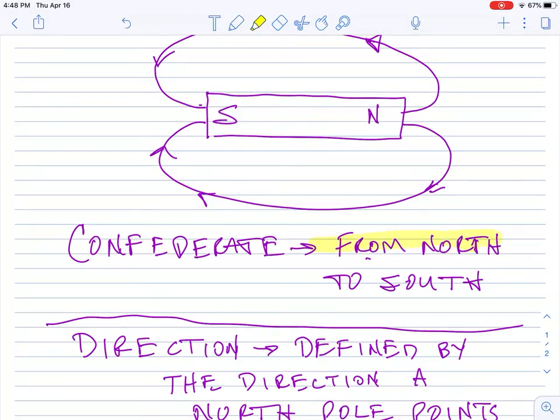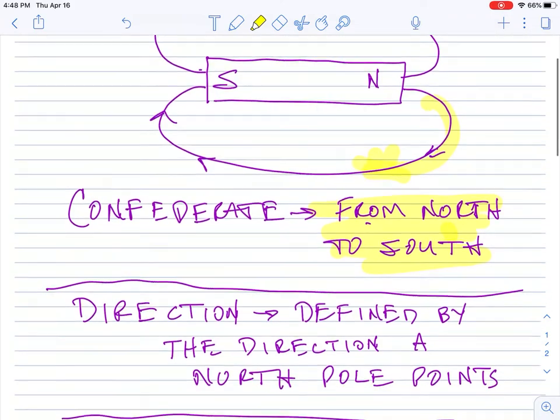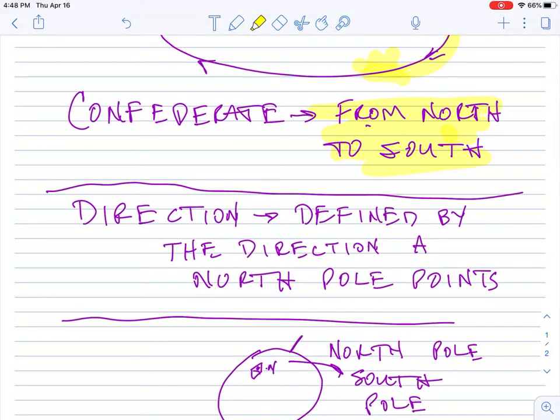This is one of the key things that you've got to be able to figure out when you're talking about a magnet, the direction of the field lines. They're going to start in the north and they're going to go around into the south.